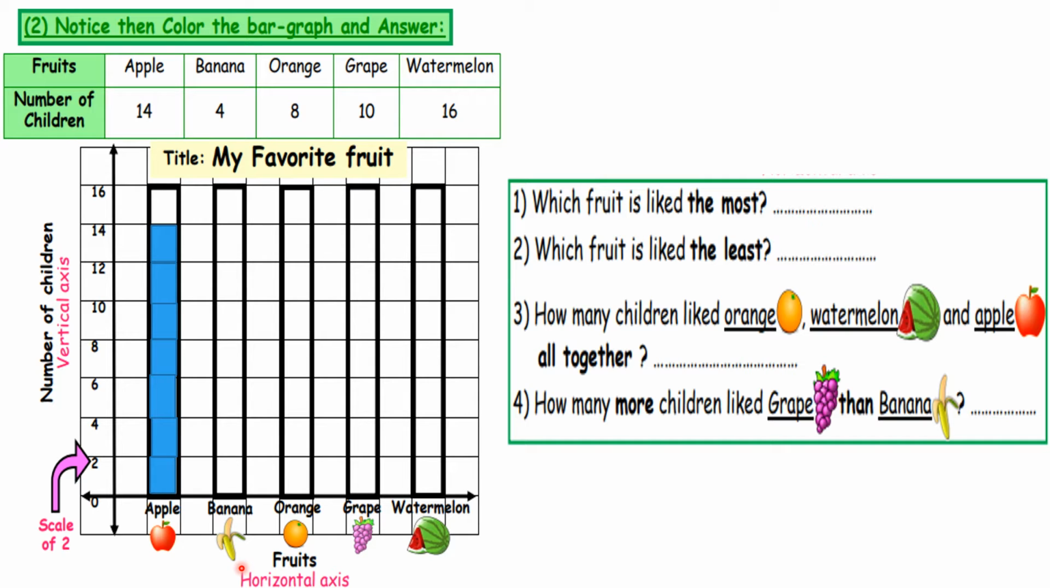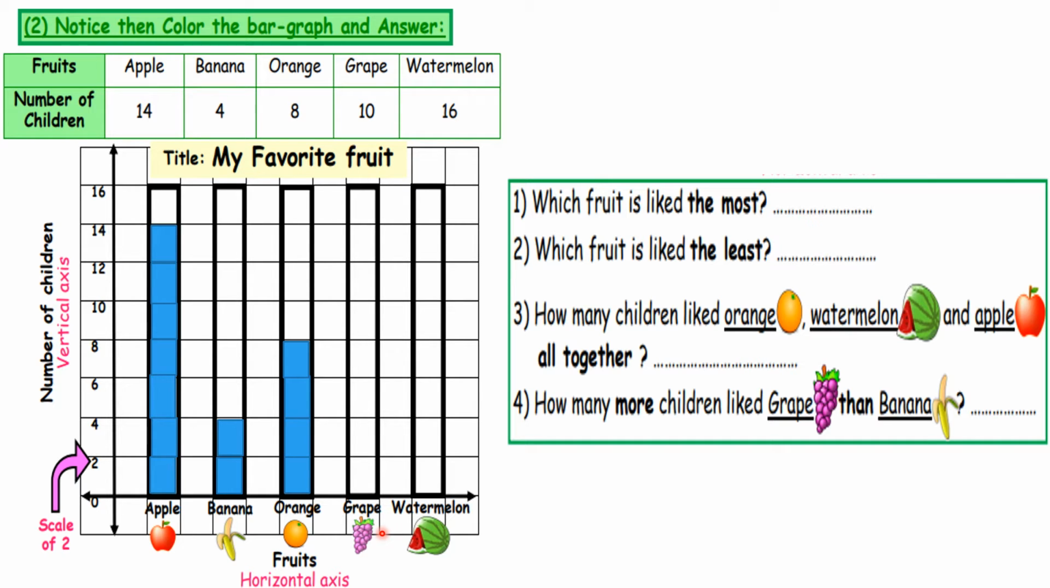The next fruit we have here is bananas. I have 4 friends that like bananas. So I will color to reach number 4. So I will color 1, 2 bars only, because the scale is by 2, so 1 bar represents 2. Let's see how many like oranges. There's 8 children like oranges. So I will color the bars to reach number 8. 1, 2, 3, 4 bars. At the top of the bar is number 8.